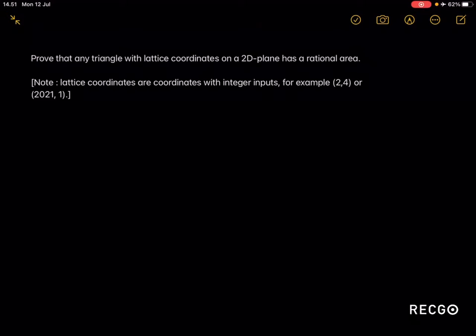Here we're going to look at a geometry-related proof question. We need to prove that any triangle with lattice coordinates on a 2D plane has a rational area. Keep in mind that lattice coordinates basically means coordinates with integer inputs, for example (2, 4) or (2021, 1) or anything like that. So let's see what we can do here.